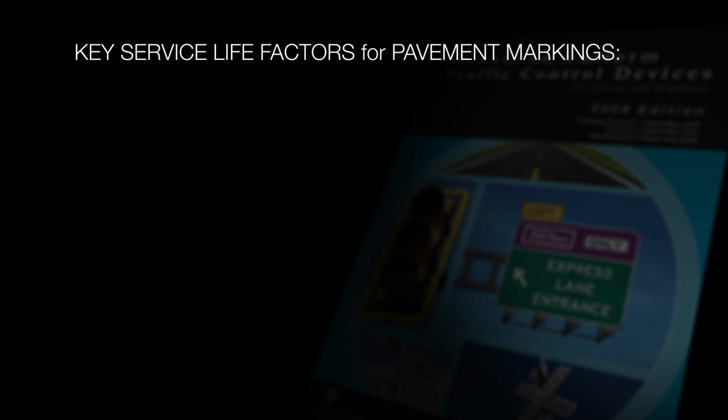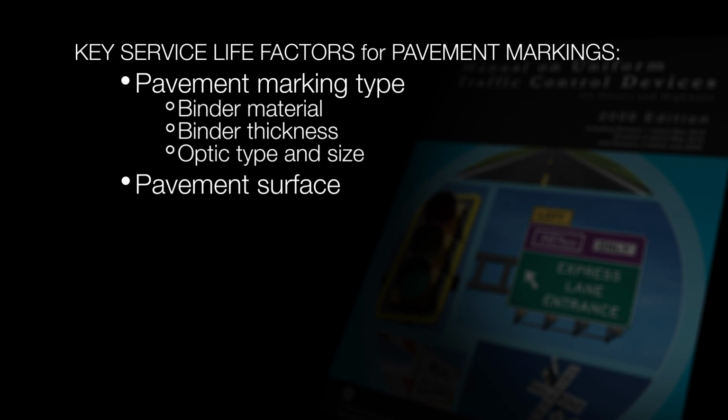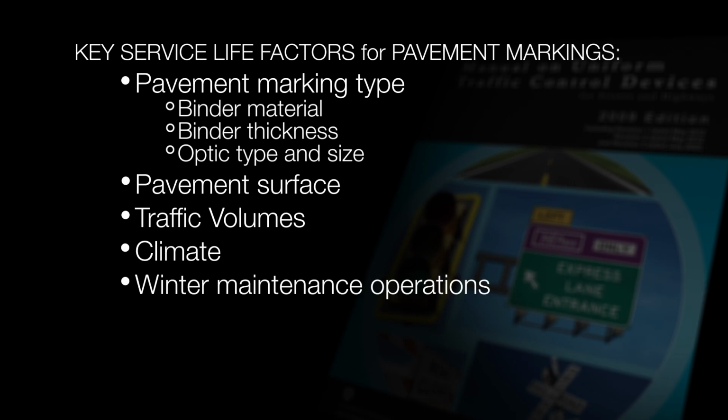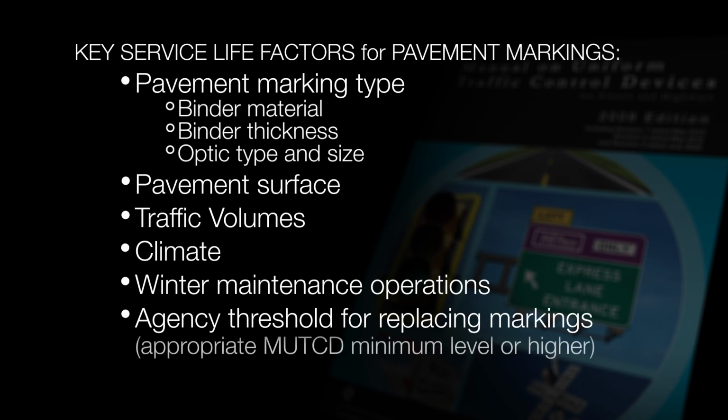The most important factors in determining the service life of pavement marking retroreflectivity are the type of pavement marking, including the binder, thickness, and optics, the pavement surface type, traffic volumes, climate, winter maintenance operations, and minimum retroreflectivity level. The minimum retroreflectivity level is based on the MUTCD requirements and recommendations, or a higher level established by your agency.